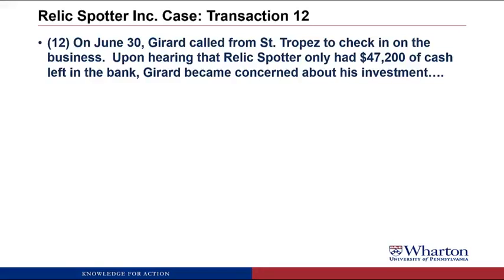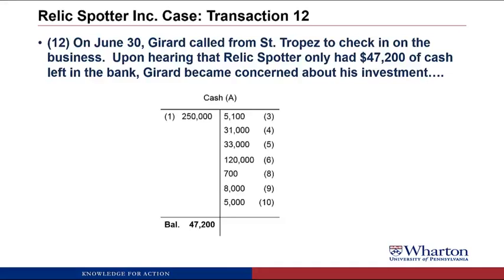The way that we would know Relic Spotter has $47,200 of cash in the bank is at this point we could draw a line and figure out the balance in our T account. So if we take the initial debit, subtract all the credits, there's a debit balance of $47,200, which should match what we would have if we called the bank and asked for our balance. Okay, back to the question.